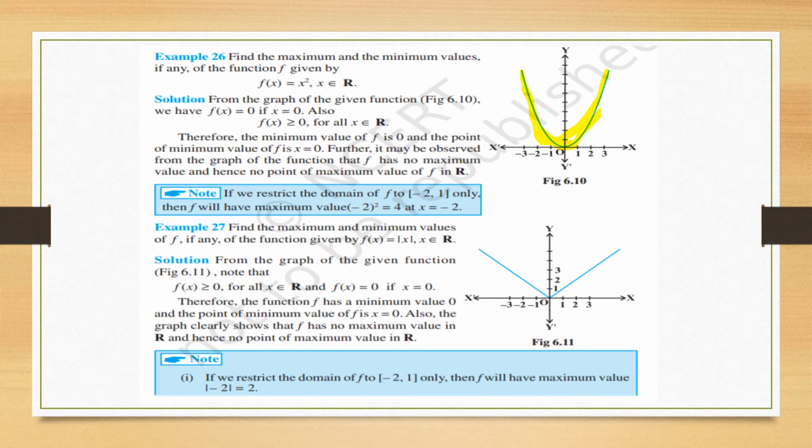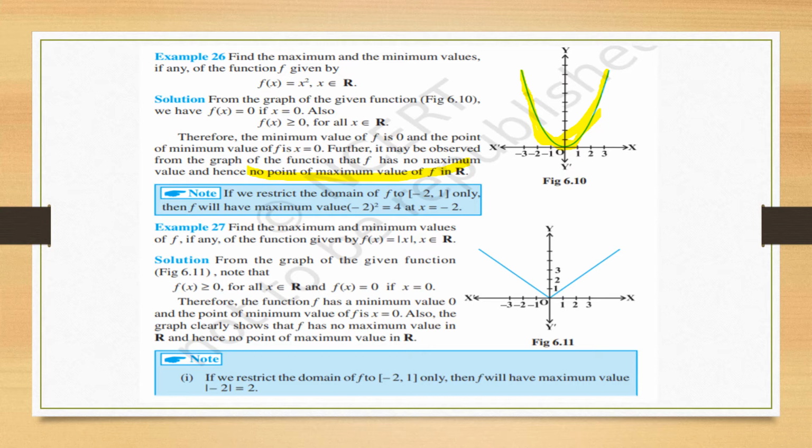in this direction. Also, as we keep on plotting the values, you will find that there will be no maximum value. So we will say that it has no point of maximum value in R. Okay. And what happens if we restrict the domain of this function to -2 to 1 only? Then it will have its maximum value, which is given by putting x as -2, that will be 4. Okay. If you restrict the domain, then this function will have both maximum and minimum value. Otherwise, it has just its minimum value and the maximum value does not exist.